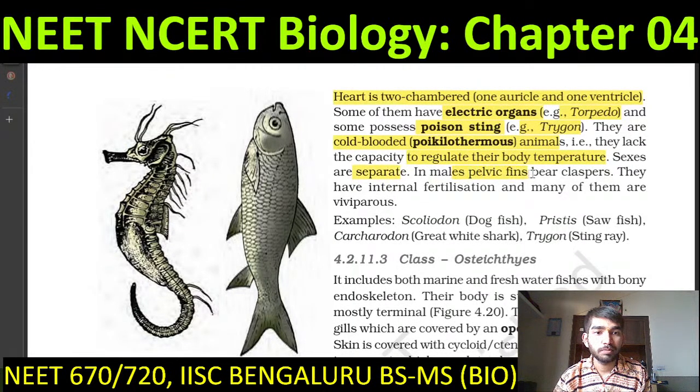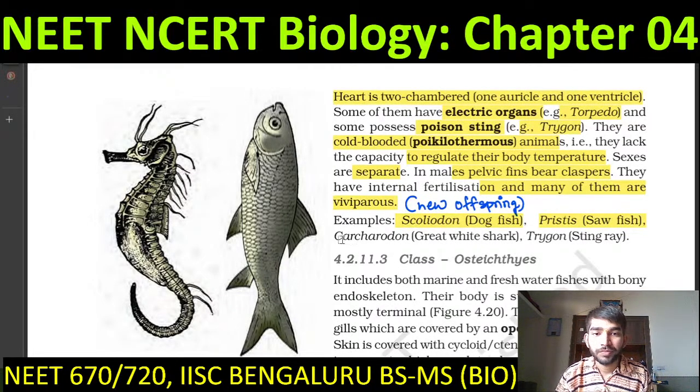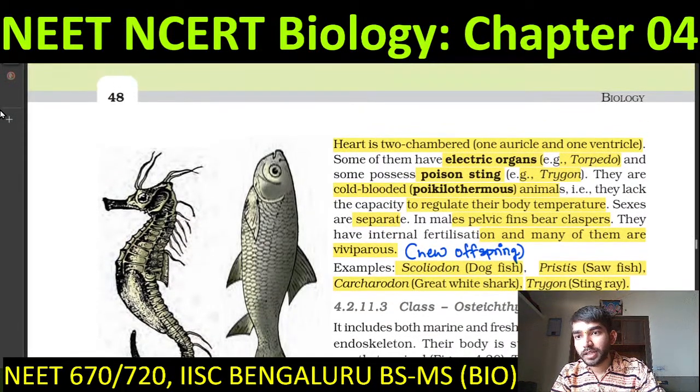Sexes are separate. Male pelvic fins bear claspers, and they have internal fertilization. Many of them are viviparous, so they give rise to the new offspring directly without egg formation, which is seen in some of the fishes, which we'll talk about later. Examples here are Scoliodon, the dogfish, the sawfish, looking like a saw, Carcharodon, the great white shark, Trygon, the stingray, and Torpedo, which contains electric organs.